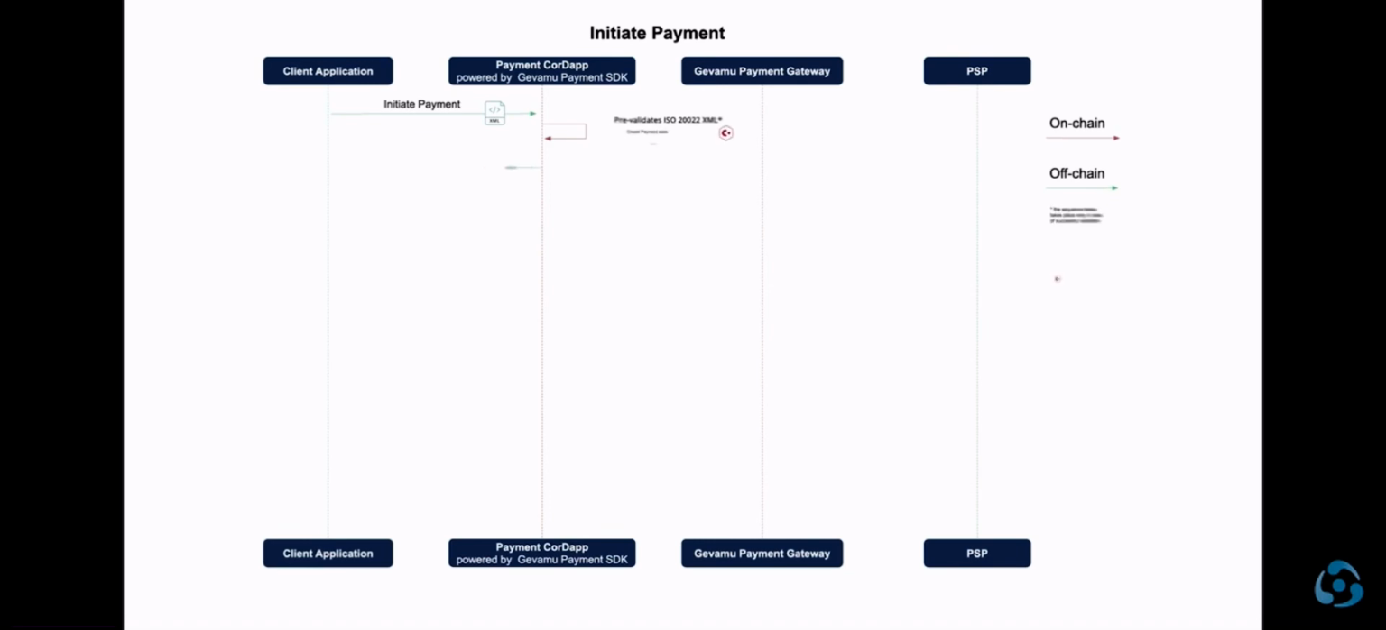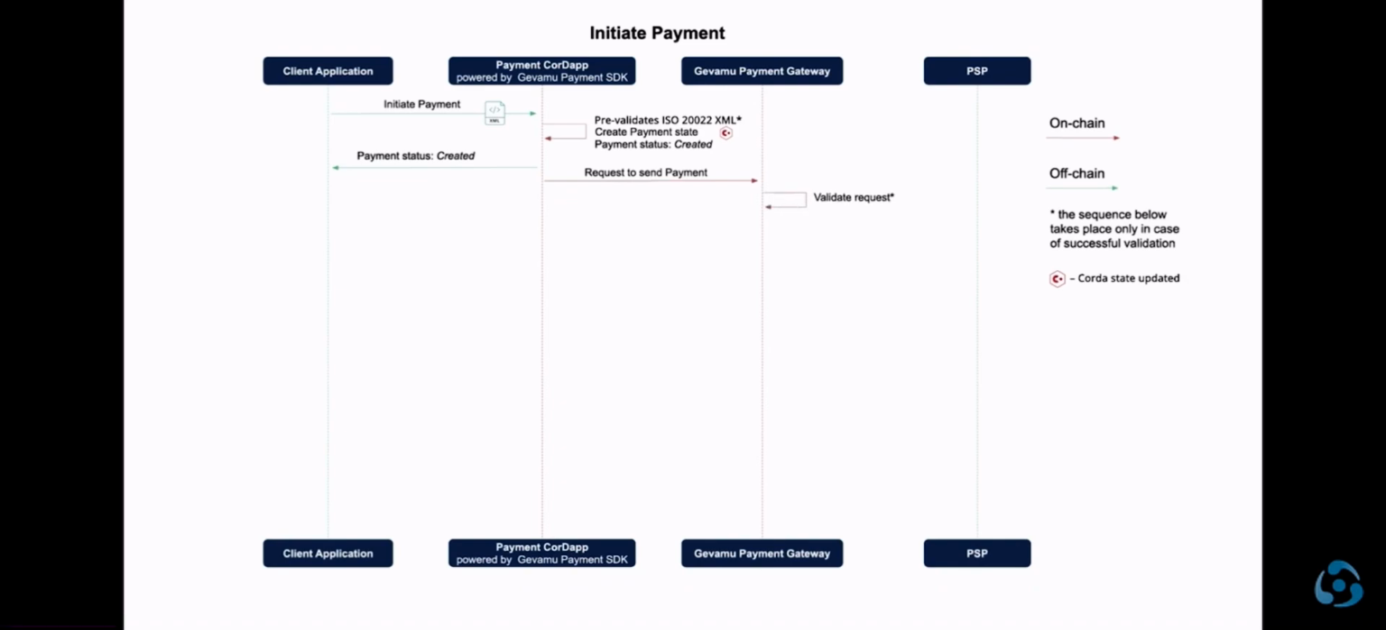The SDK pre-validates the payment instruction and creates a state, or several states if multiple payments are instructed, with an attachment containing the original payment instruction. The payment instruction is sent to the Gavamo Payment Gateway. The Gavamo Payment Gateway validates the payment instruction. The Payment Gateway checks if the participant is authorized to submit this payment request.